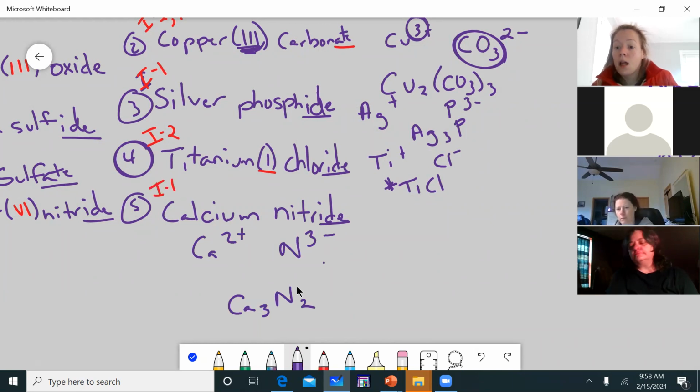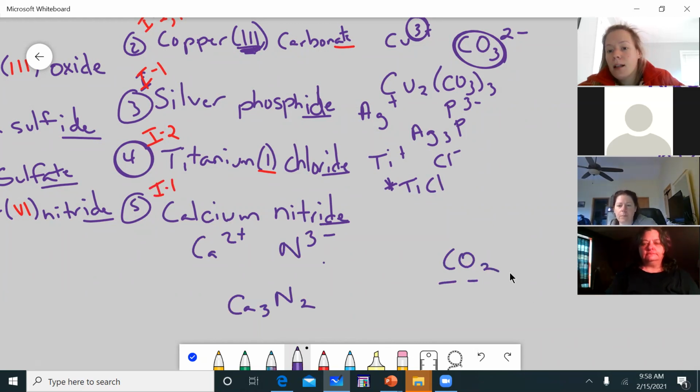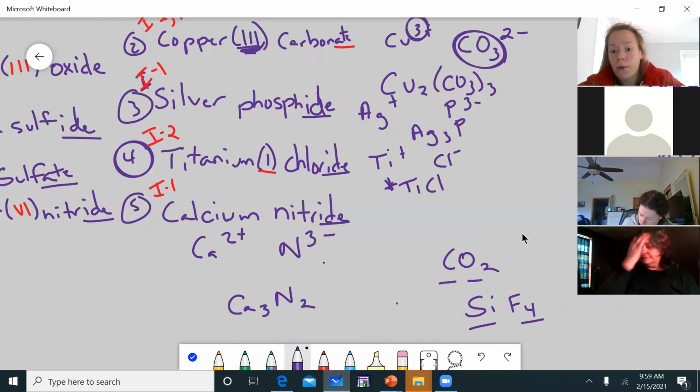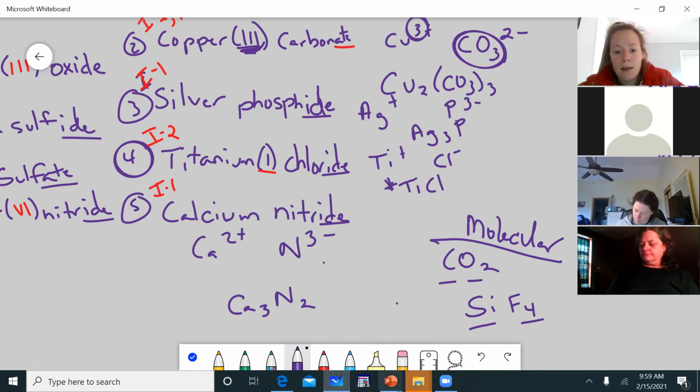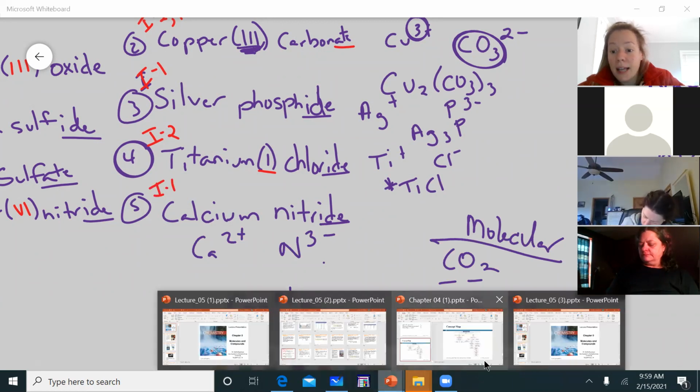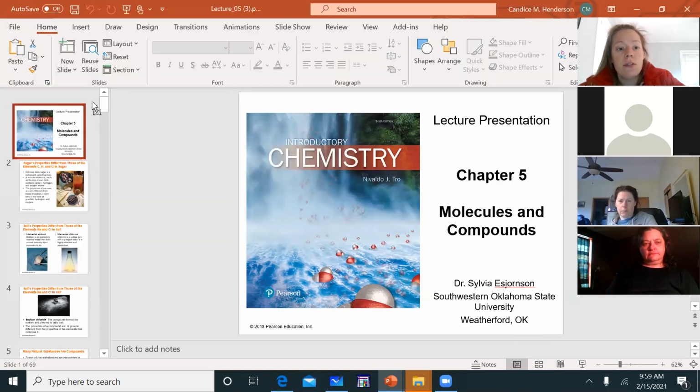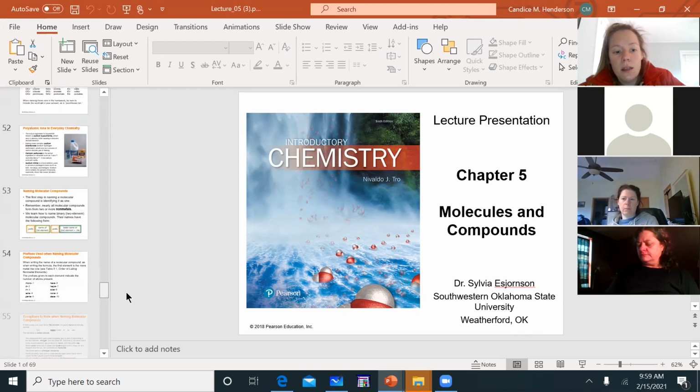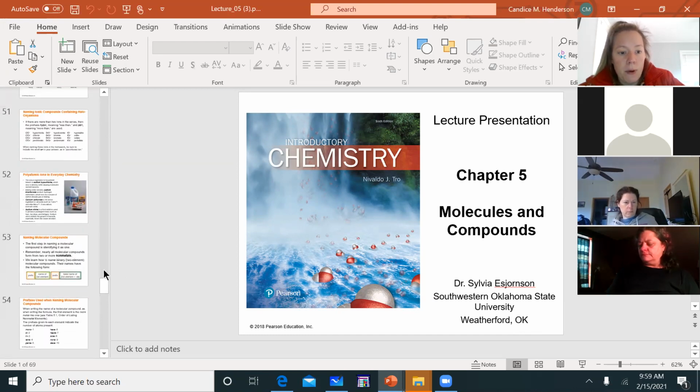Okay. What happens when we get into a situation like this, CO2, non-metal, non-metal, or SiF4? Non-metal, non-metal. We don't balance charges. We don't do any of this stuff, and we name it in a totally different way. So all of these are molecular. Right? So let's take a peek. I think the molecular ones are much easier to name. I think if you can get through the ionic stuff that you just did, this will feel hopefully simple.